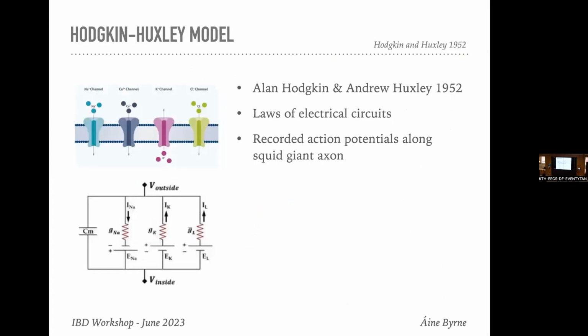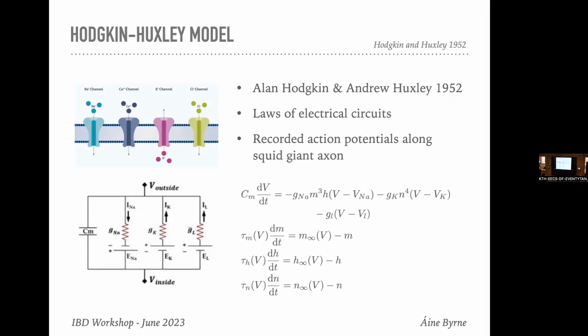Anyone who's done any bit of mathematical neuroscience will be familiar with the Hodgkin-Huxley model, developed by Alan Hodgkin and Andrew Huxley in the 1950s, where they recorded the electrical activity from the axon of a squid and used the laws of electrical circuits to write down a system of equations that very accurately described the propagation of an action potential. So how the cell generated these bursts of electrical activity and how it traveled along the axon.